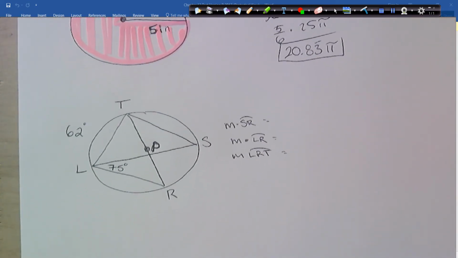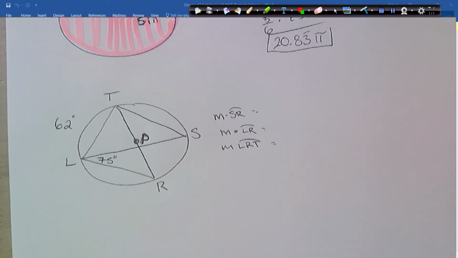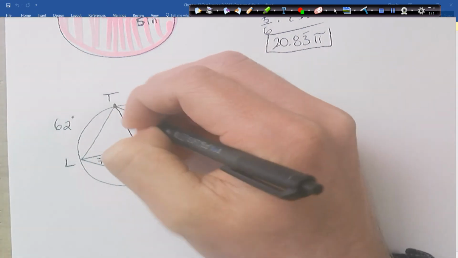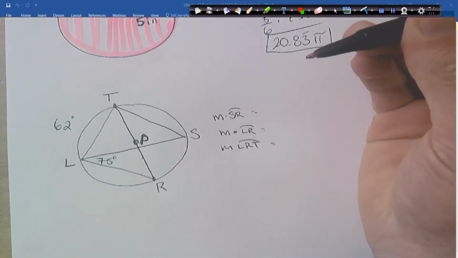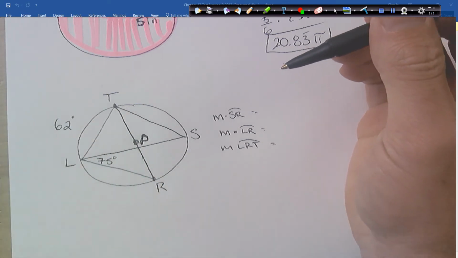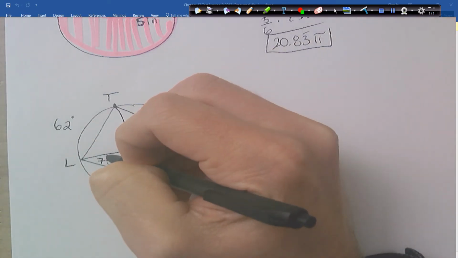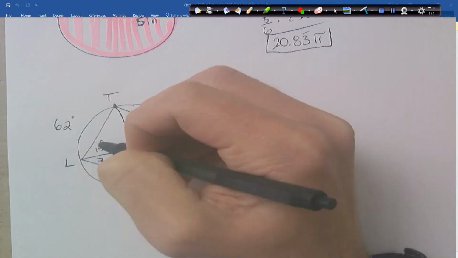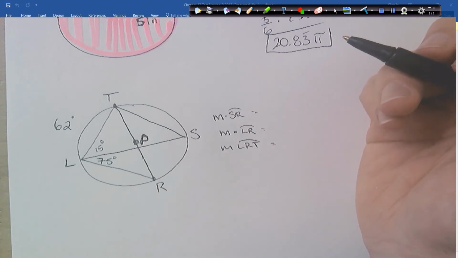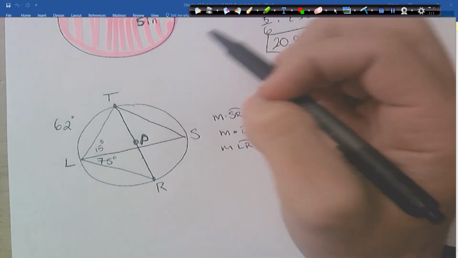This last one's probably the most difficult one, so we'll spend the most time on this one. Okay, so TR is a diameter right here. It goes through the center P. That means TLR, this bigger angle here, is going to form 90. So if I add 15 degrees, that tells me this whole angle right there. Okay, then I'm just going through and I'm going to fill in some stuff I know.